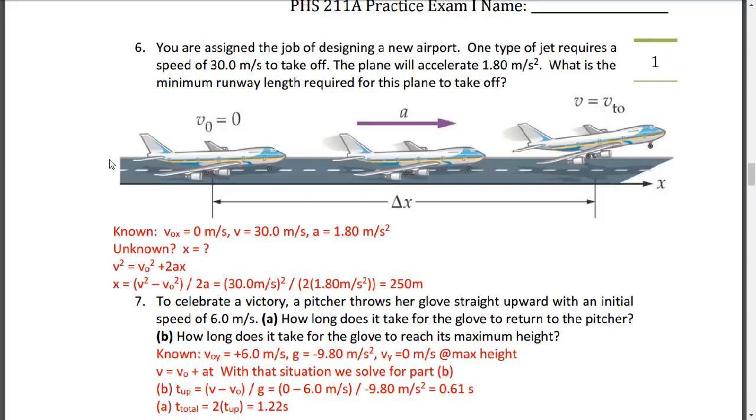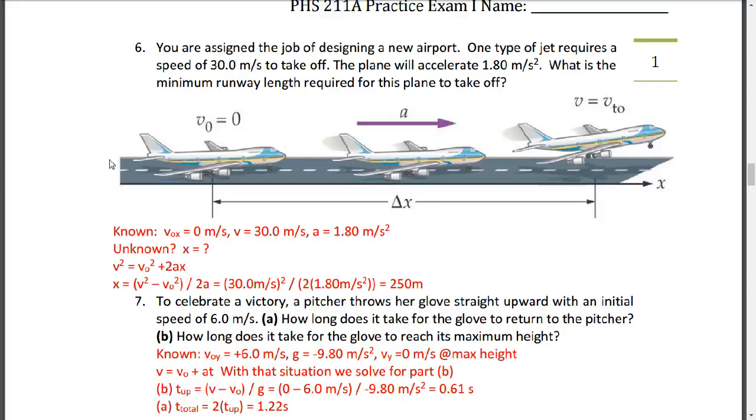And so I know the initial velocity for my jet is 0. I know the final velocity to take off is 30 meters per second, and I know that my acceleration is 1.8 meters per second squared. So I don't know the distance, neither do I know the time, but I don't care about the time, so I look at my 4 equations of kinematics, find the one that doesn't have time in it, and I get v squared equals v naught squared plus 2ax.